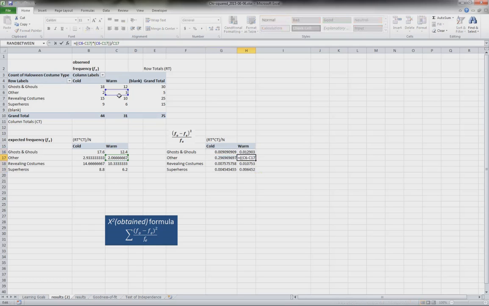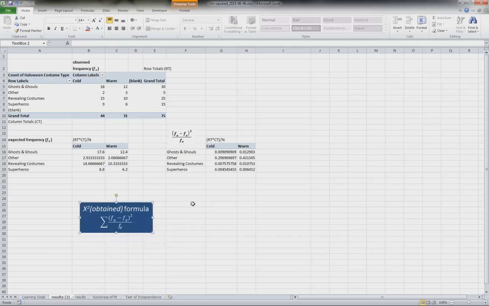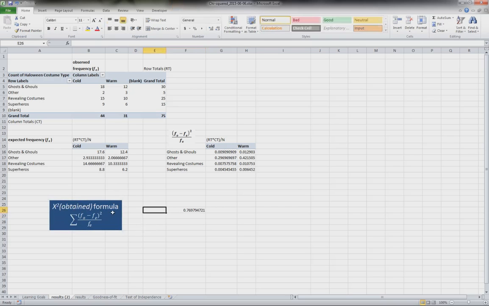So you can double check this, just make sure it's coming from the right place, and there we go. Now we have all of these whole formulas for each one of these, and now we can calculate our entire chi-squared by summing all of these. That's what this big sigma is. When you see this big sigma, it means summing all of those equations. So I'm going to go sum, close the parentheses, and there is our chi-squared obtained, right there.